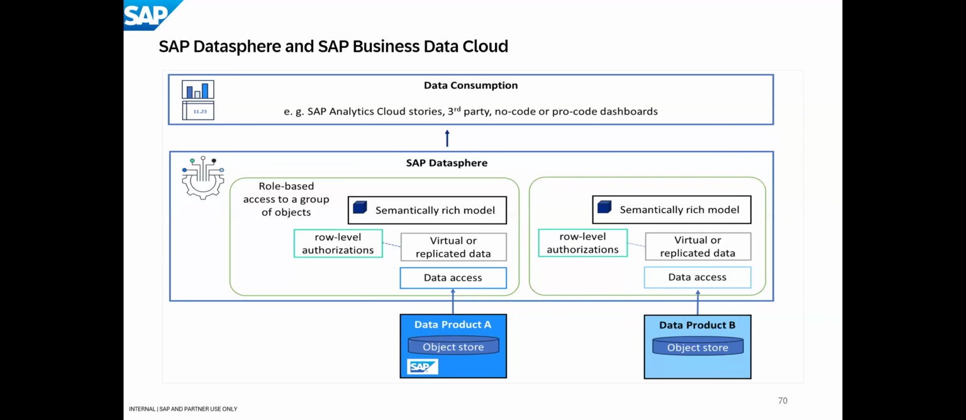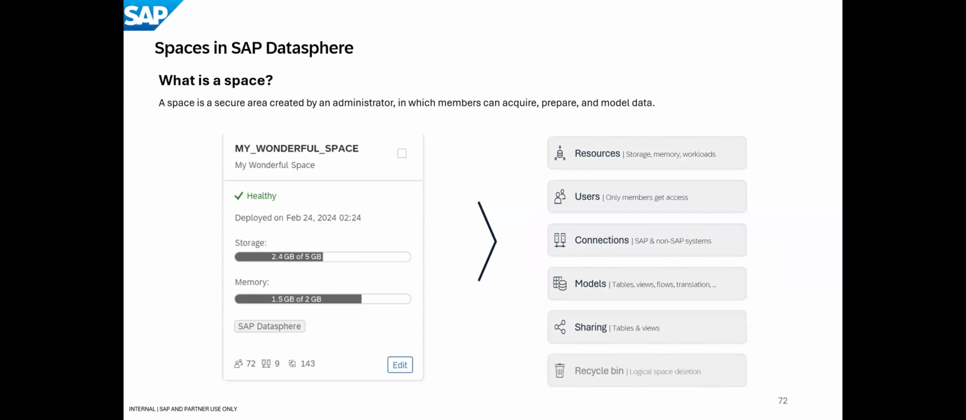So then coming to the next section, which is preparing the landscape. First, we need to understand what a space inside Datasphere is. A space is a secure area that an administrator creates. It's a logical database which the administrator creates for a particular user or team. In it, members can acquire, prepare, and model the data.